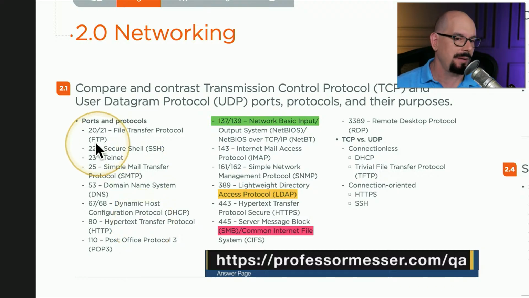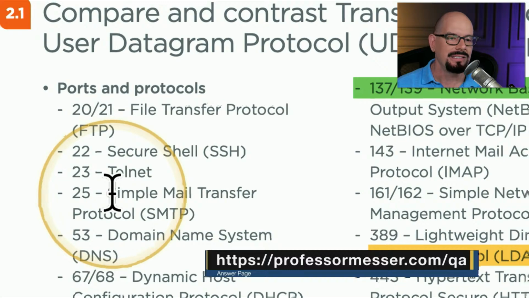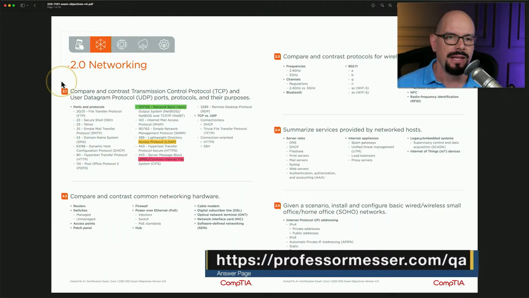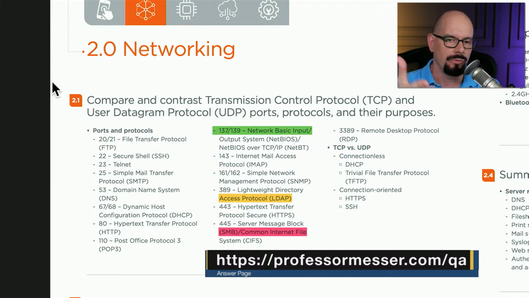Some of these you aren't. Maybe FTP, port 20 and 21. SSH is port 22. Telnet's port 23. SMTP port 25, and so on. They're all listed here. So if you were trying to get the specific list of every port number you are required to know, it is listed for you right here.